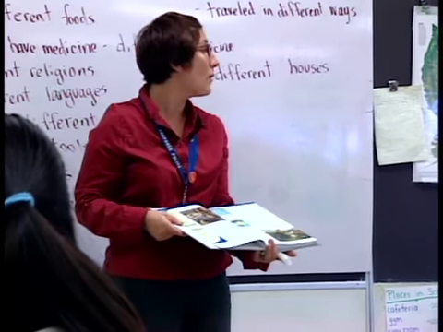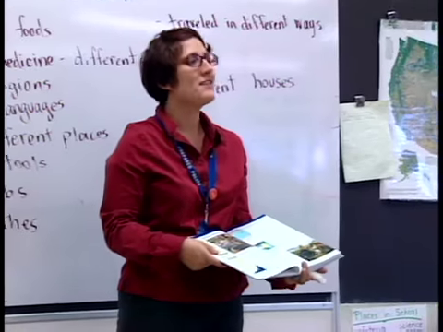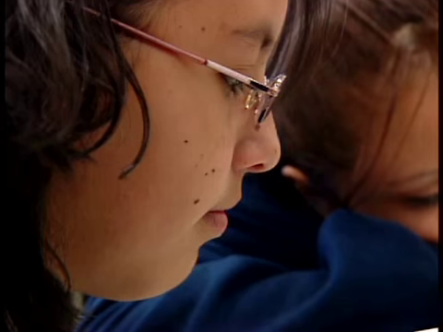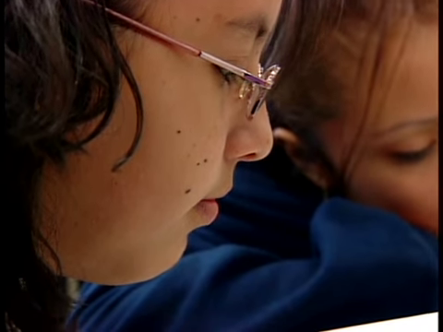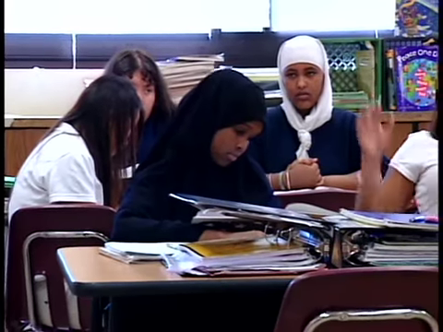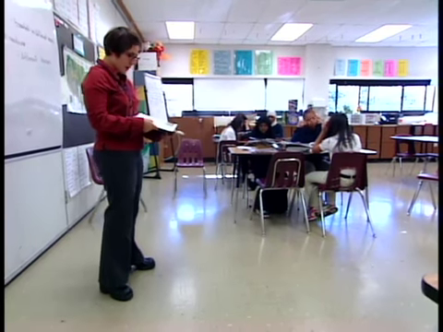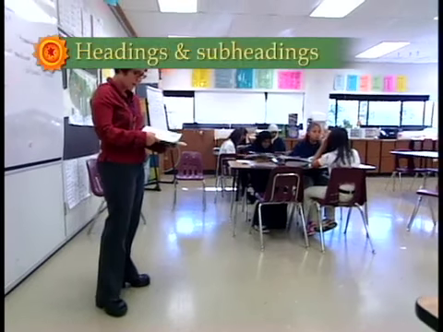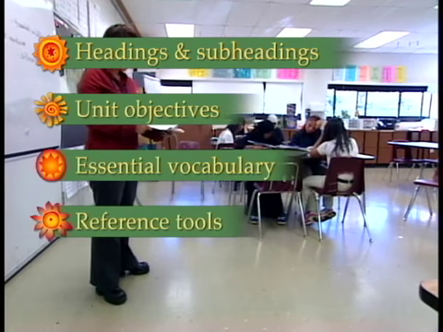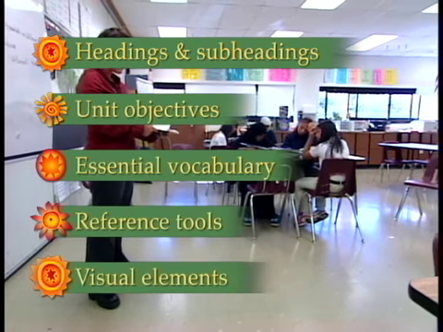Textbooks generally contain a lot of elements that can be used to help preview material. One of the things that a teacher can do is to teach students to look for these. Now, this is the first chapter that we have read in the book, so I am going to show you some of the things that this book has that help you as learners and help you as readers to find out the most important information. Using the chapter walk technique, Amber will help students identify and use chapter headings and subheadings, unit objectives, essential vocabulary, reference tools like a glossary and index, and visual elements like maps and captions.